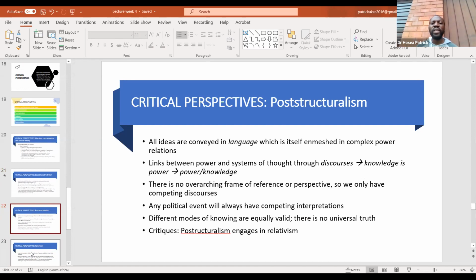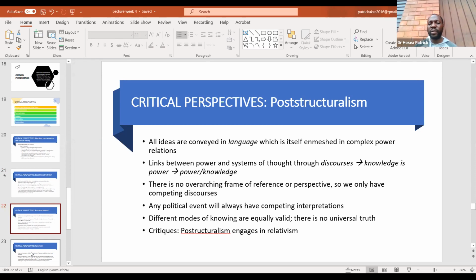Post-structuralism. The idea of post-structuralism talks about the premises of language. Ideas are conveyed in language, which in itself is complex. It depends on complex power relations, right? Ideas are conveyed in language. Now we are speaking, the mode of communication is English. Ideas are conveyed in this space. And language itself is based on complex power relations. The link between power and system is discussed within this space.